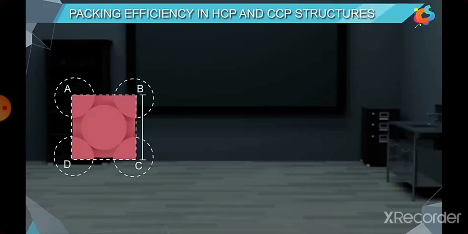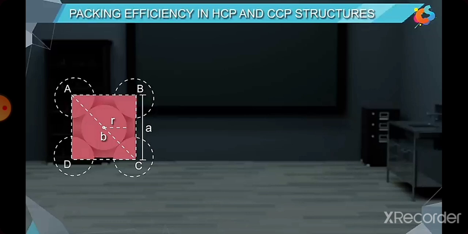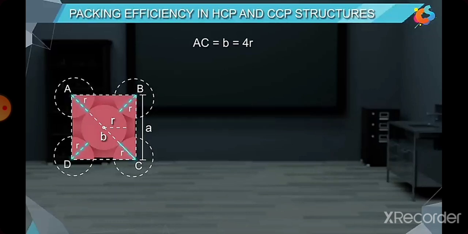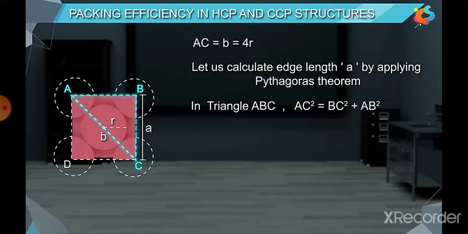Let the edge length of the unit cell be a, the radius of each sphere be r and the face diagonal be b. AC is equal to b, which is equal to 4r. Now, let us calculate edge length a by applying Pythagoras theorem. In triangle ABC, AC square is equal to BC square plus AB square.